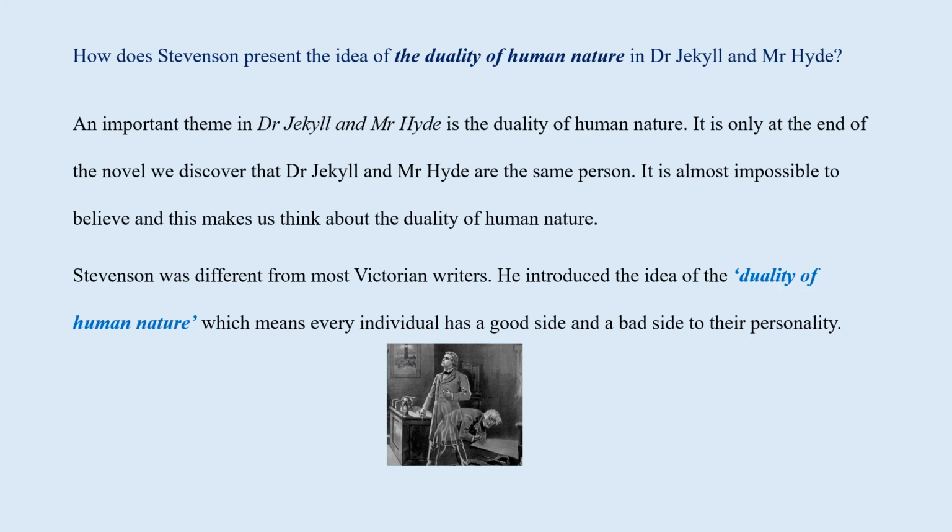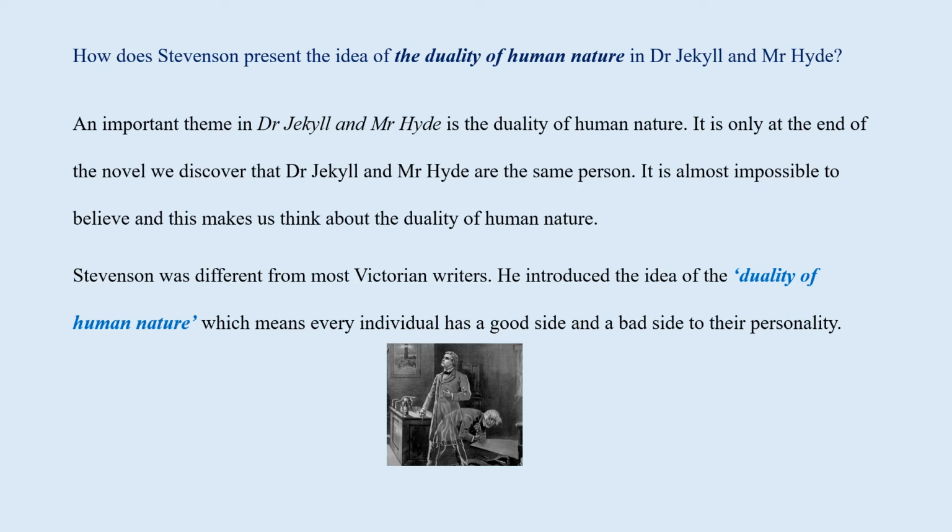An important theme in Dr Jekyll and Mr Hyde is the duality of human nature. It is only at the end of the novel we discover that Dr Jekyll and Mr Hyde are the same person. It is almost impossible to believe, and this makes us think about the duality of human nature.